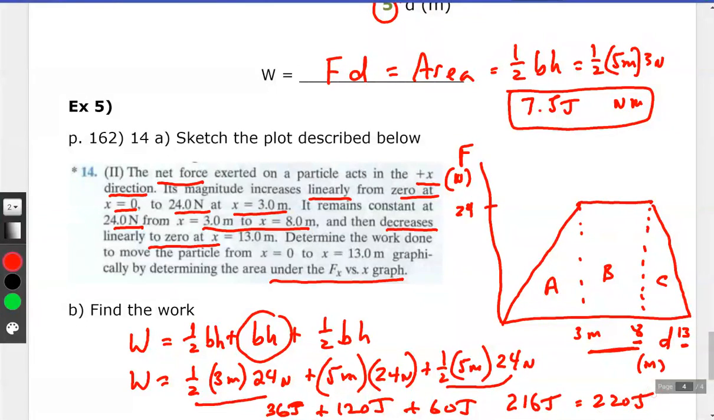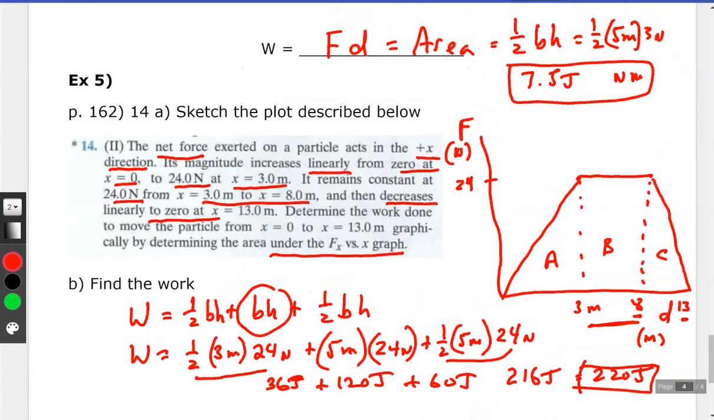Let's see how I did. See if I got it right. Yep, 216 turns to 220. Very good. And that is how you use plots to get work.